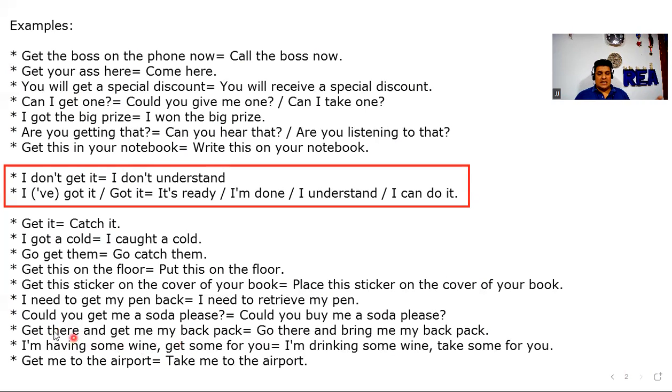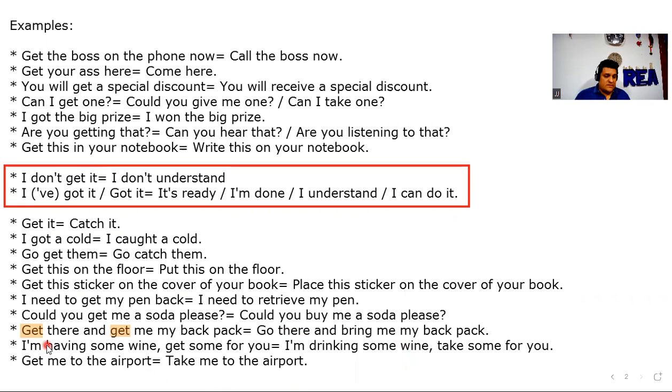As you can see, I was using the same verb twice here. I'm going to put a mark here. So first it says get there and get me my backpack. So basically this phrase means go there and bring me my backpack. As you can see, I use the verb twice. Get there, go there, and get me my backpack, bring me my backpack.